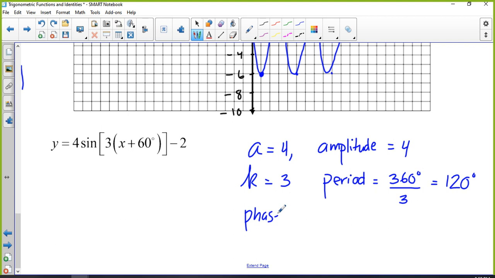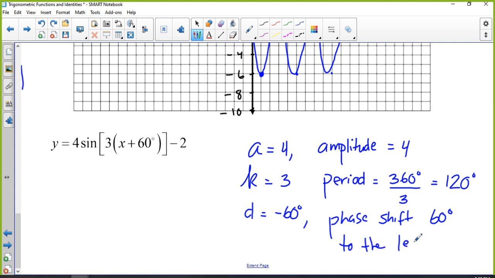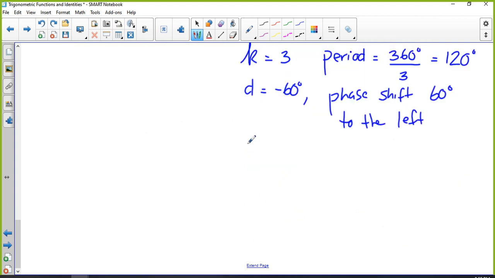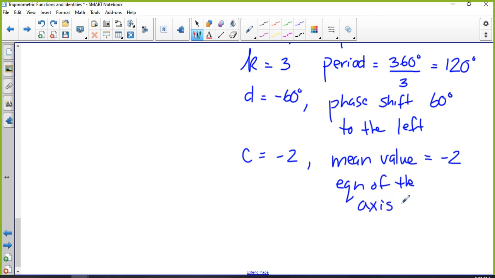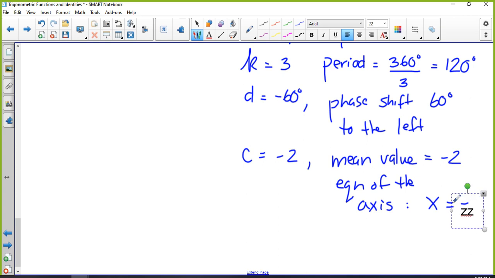Our phase shift pertains to the D parameter. The D parameter is equal to negative 60 degrees. That's a phase shift, and we say that it is 60 degrees to the left. And then finally, the C value is equal to negative 2. That tells us that the mean value is equal to negative 2. That's the same thing as the equation of the axis, which is y equals negative 2.